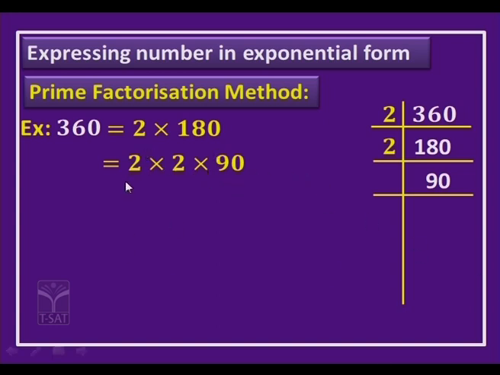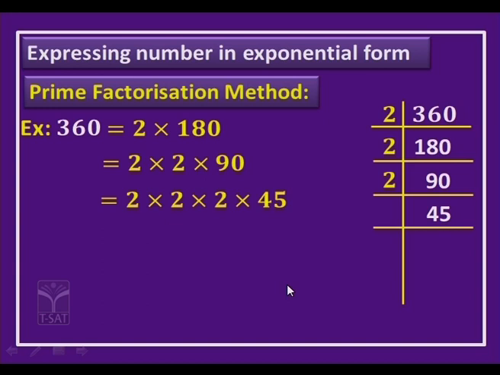Now, this 2 remains as it is and 180 is written as 2 into 90. Let us see again, we will divide 90 by 2. How much do you get, children? Yes, we get 45. Again, this 90 is written as 2 into 45 and the 2 into 2 remains the same, no change. Now, let us see the division of 45. Is it divisible by 2, children? No, it is an odd number, right?